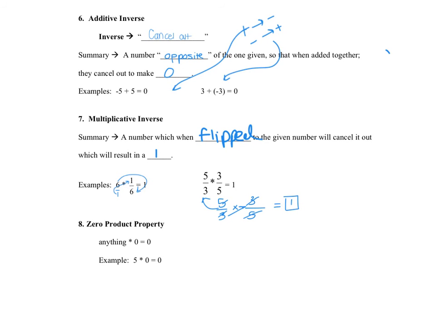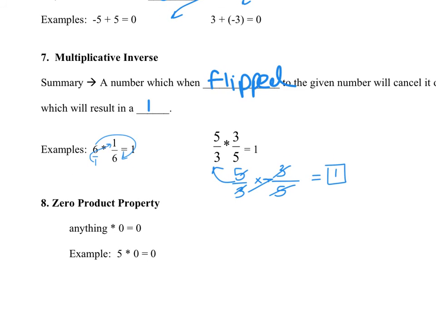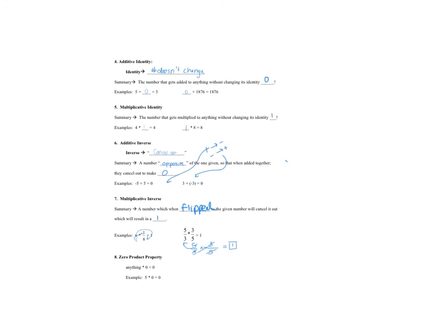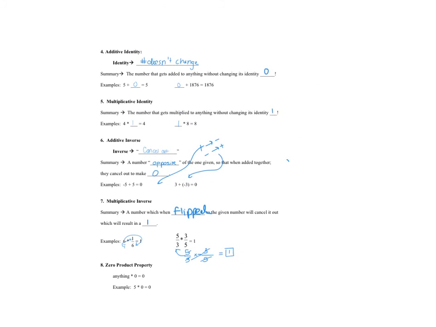And last but not least, we have the zero product property. The zero product property simply states anything times 0, it's 0. So if I have 6 times 0, it's a 0. If I have 20 times 0, it's 0. If I have a million, bajillion, gazillion times 0, it's 0. That is the zero product property. So today you learned about all these properties and all these rules.